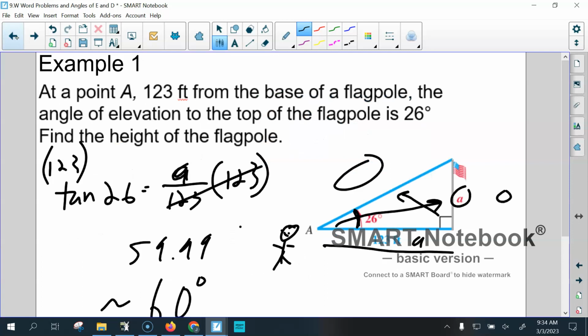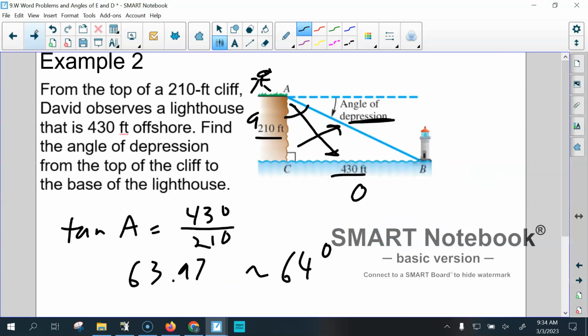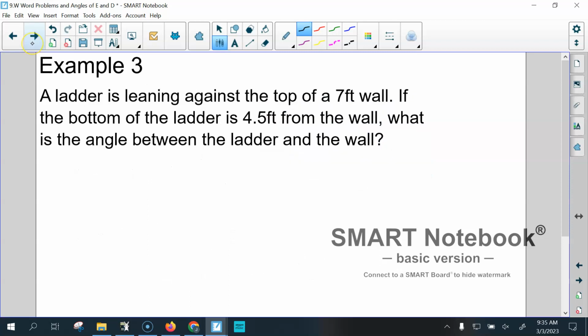Let me go back real quick and check something. I made a mistake here. I don't know what I was thinking. We weren't calculating degrees here, so that was silly of me. So we were calculating the measurement. So this was feet, about 60 feet, not degrees. I was getting ahead of myself. I apologize. All right. And the last example.